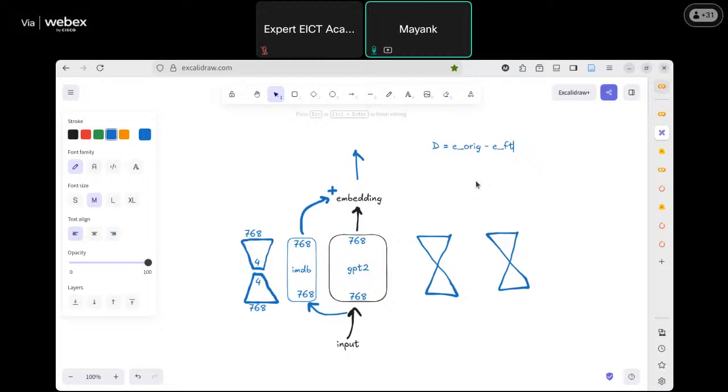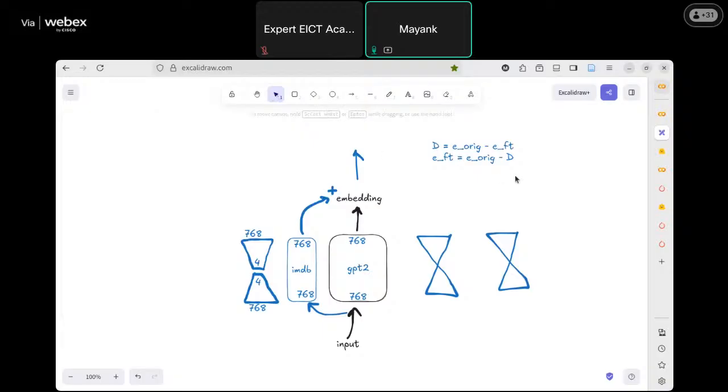Our delta is E original minus E fine tuned. Okay, so what we can also do is, that basically means E underscore fine tuned can also be written as E original minus the delta. Okay, so this and this are exactly the same equations. Both the equations are exactly the same.